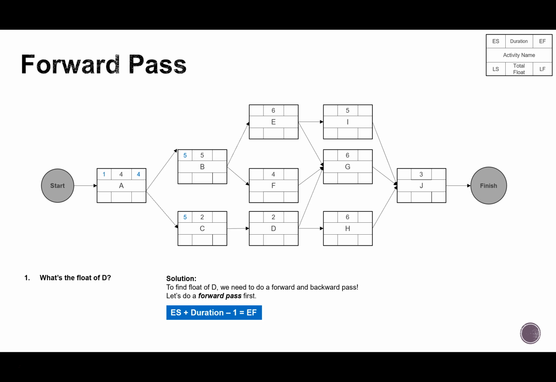Then I apply the equation again on activity B and activity C, according to the early start and the durations that I have in there, and I'm never forgetting to subtract the 1 at the end as I do a forward pass. So B has a 9 early finish and C has a 6 early finish. Now activity C ends on day 6, so activity D is going to start on day 7. Then activity B ends on day 9, so activity E and F are both going to start on day 10. I again apply those formulas and I obtain the early finish of each of those activities.